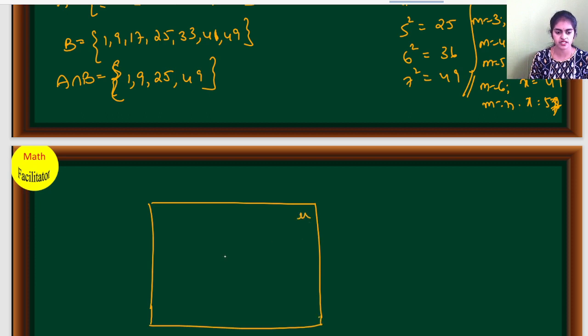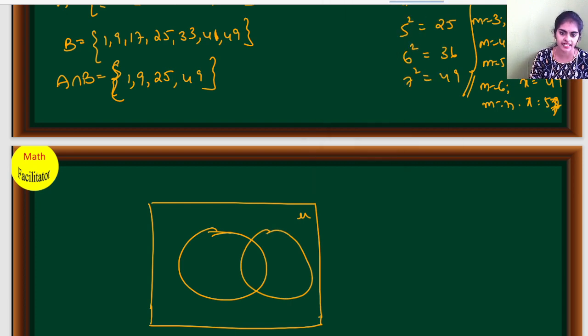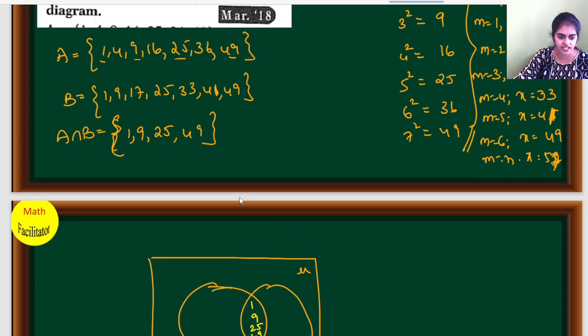So, this is a universal set. Okay, now let us write the elements here. The common elements, let me write first: 1, 9, 25, 49. You will write it in the common region, A intersection B. Now the other elements, 1, 9, 25, 49 you will not write again. The remaining elements you will write here: 4, 16, 36.